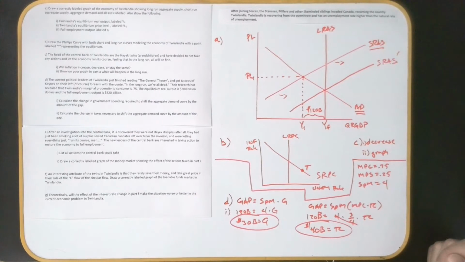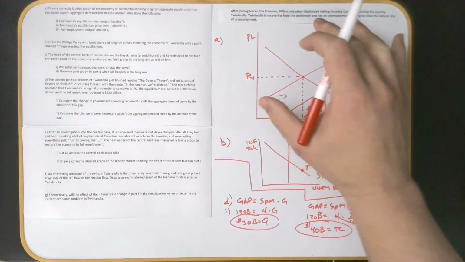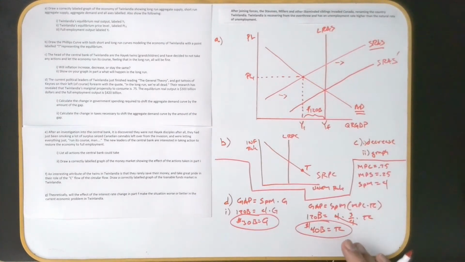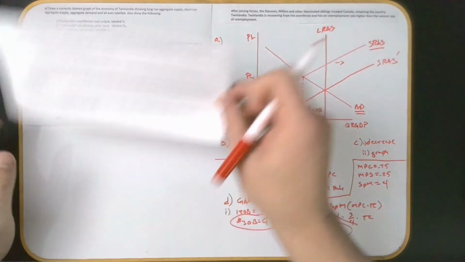Okay, so there's D. So we had AD-AS, we had a Phillips curve, we had a little fiscal policy. We're all good so far. So I'm going to move this up so we got some room to work.